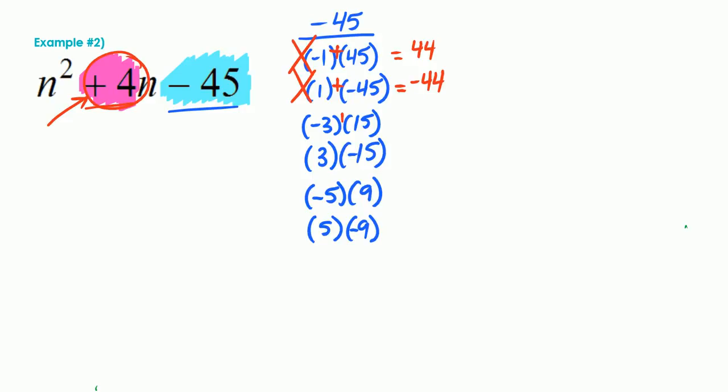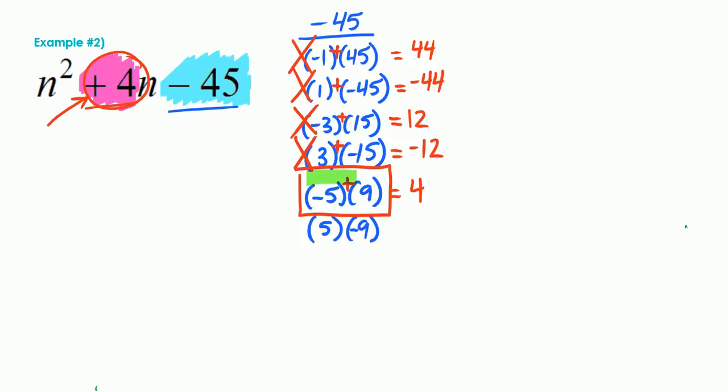Next, I have negative 3 plus 15. That gives me a positive 12. Still not the number in the middle. Next is 3 plus negative 15. That will give me negative 12. Still not the number in the middle. Next choice, I have negative 5 plus 9. That gives me positive 4. So these are the two factors that I want to work with.